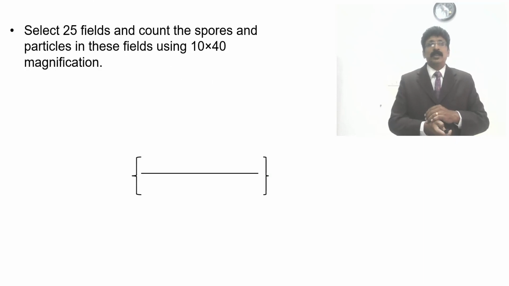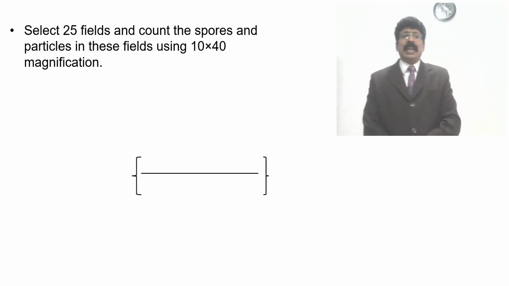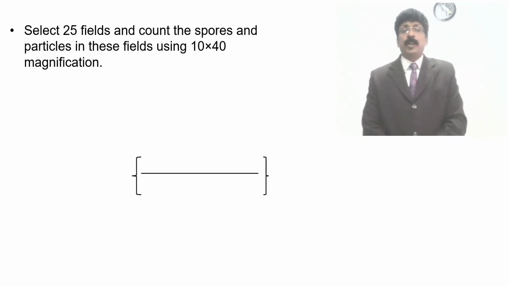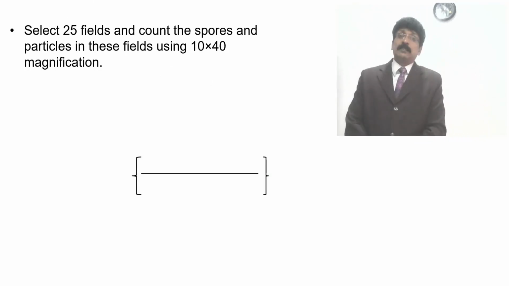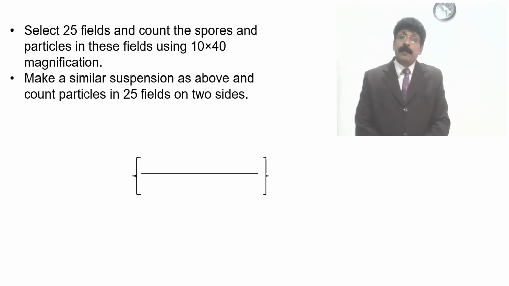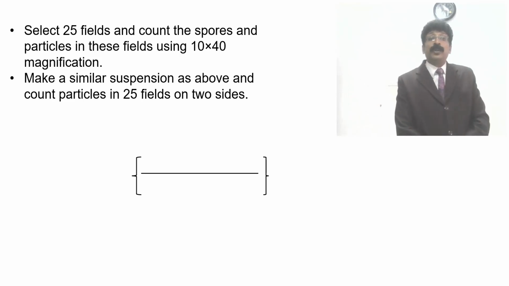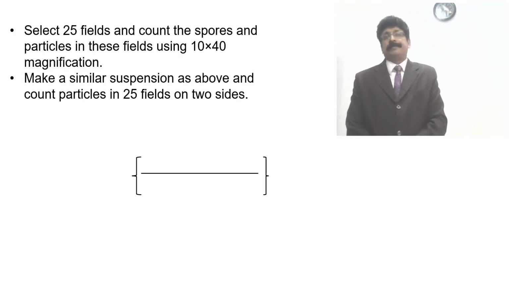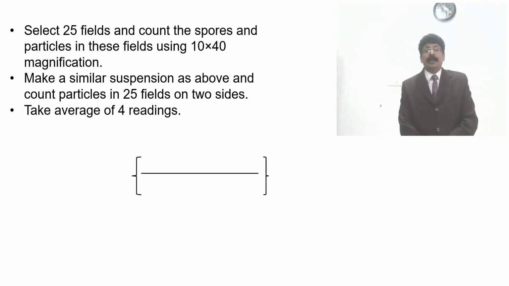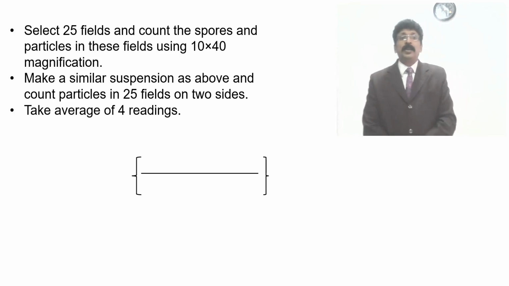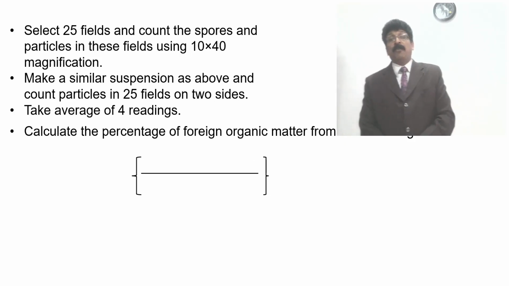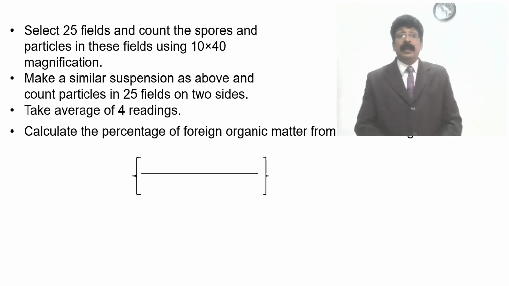Now you have to observe: select 25 fields and count the spores and the particles in these fields using 10x and 40x magnification, 10 in the eyepiece and 40 in the objective. Make a similar suspension as above and count the particles for 25 fields in 2 slides. 25 fields you have to count and take the average of the 4 readings. Then calculate the percentage of foreign matter from the average you obtained.